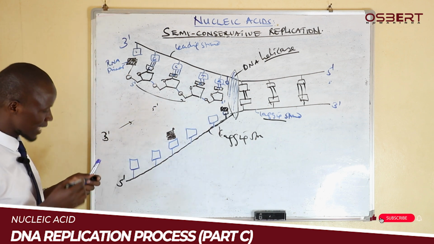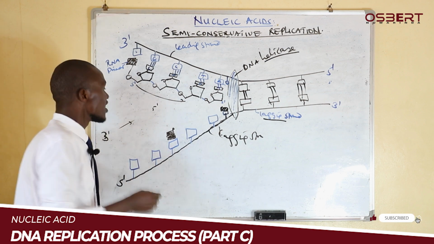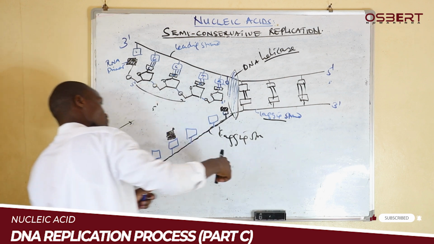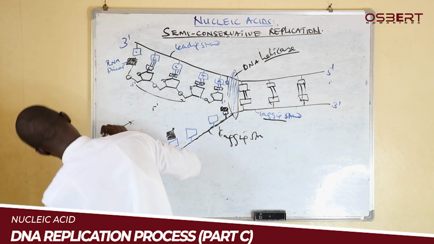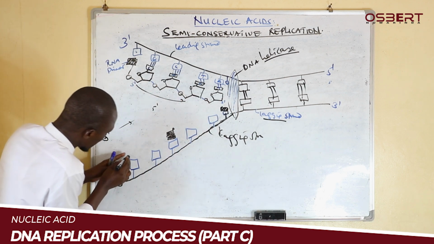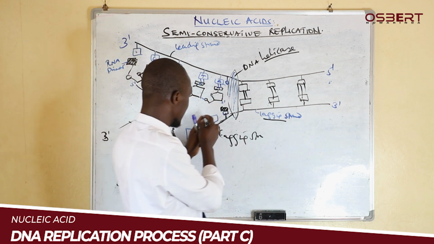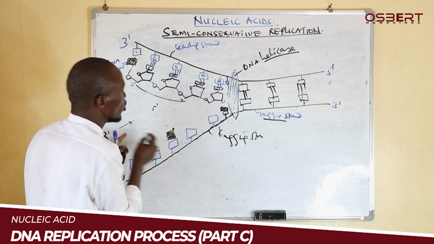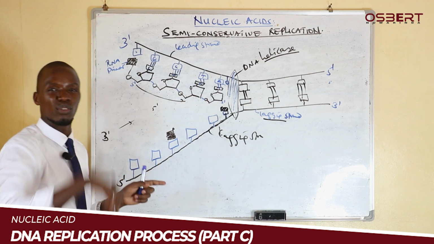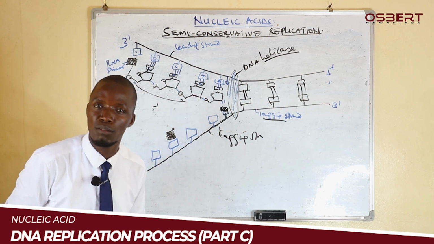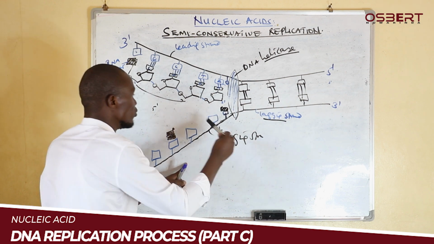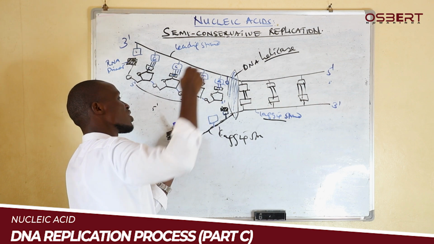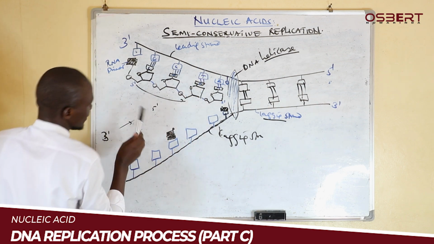But now what happens here is that, since DNA polymerase must move from 5' to 3', instead of DNA polymerase moving like this, which is opposite to the direction it's supposed to move, it will move the other way around. How? The DNA polymerase in this case will move from this side to this side. Why? It is trying to maintain that.